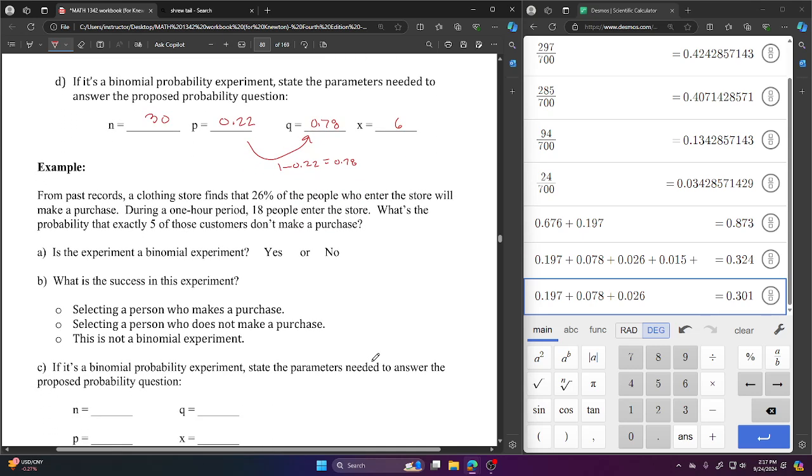Anyways, from past records, a clothing store finds that 26% of people who enter the store will make a purchase. During a 1 hour period, 18 people entered the store. What's the probability of exactly this? Does that sound binomial to you? Think about it. There it is. You're either buying or you're not. Exactly right. You're either going to the store and you're going to buy, or you're not. That's it. So let's do that.